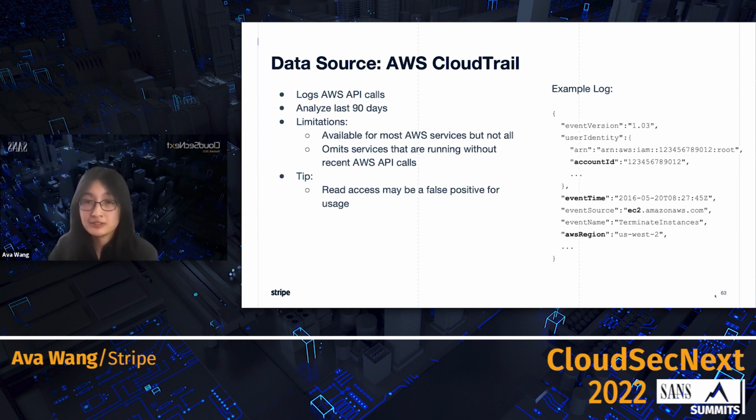Some limitations for CloudTrail include that it's only available for most AWS services, but not all of them. And it omits services that are running without recent API calls. So this is why we need to use additional data sources that can cover services that we use but don't have API calls recently for management.